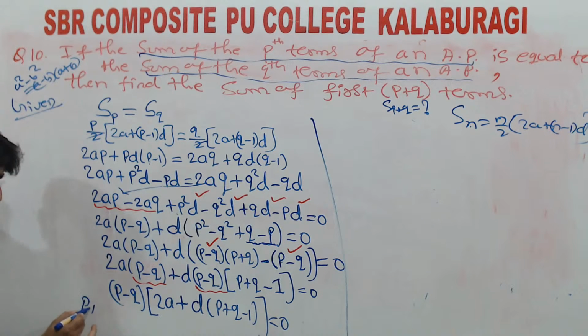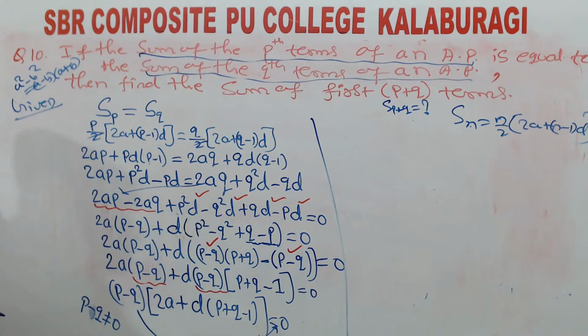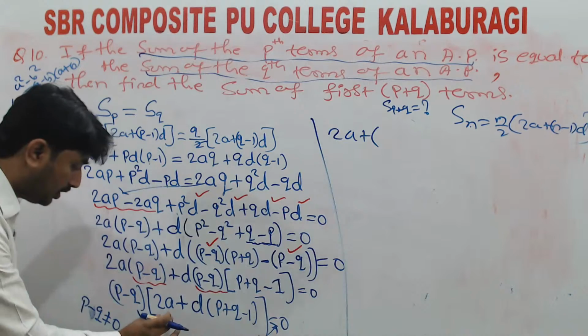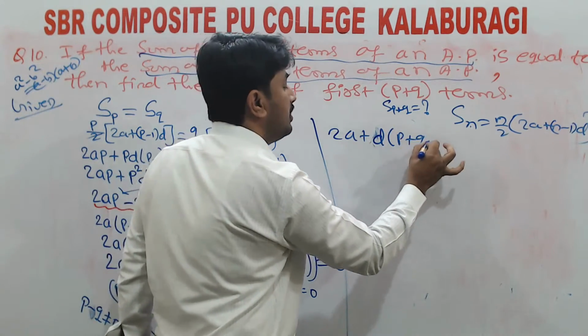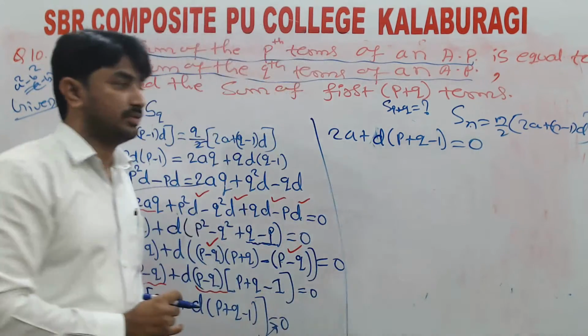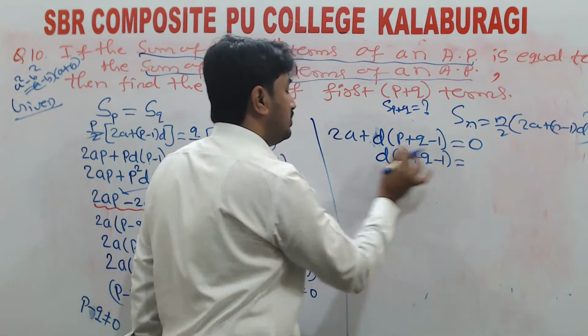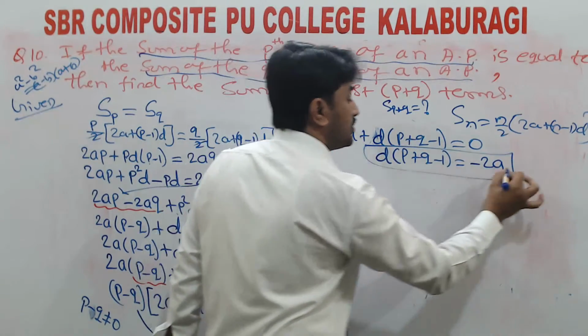Here, since P minus Q is not equal to 0, the second term is equal to 0. Otherwise, you can consider P minus Q going to the RHS side, it becomes a multiple of 0, which is 0. Therefore, the remaining term is 2a plus D into (P plus Q minus 1) is equal to 0, or D of (P plus Q minus 1) is equal to 2a going to the RHS, it becomes minus 2a. So this gives equation number 1.